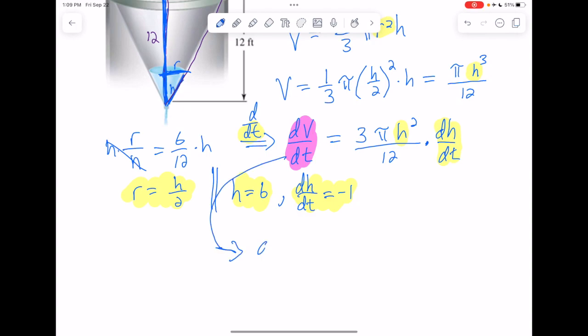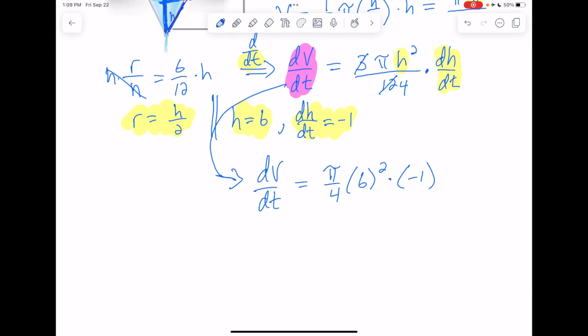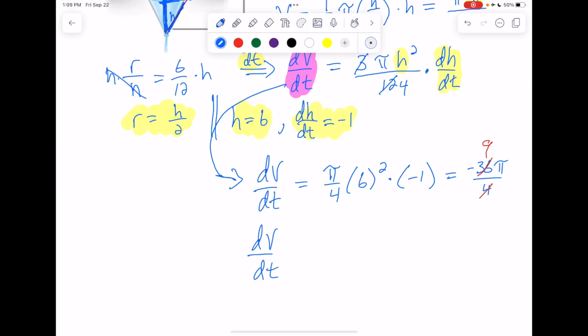So jumping down here, dV dt is equal to, let's see, this 3 goes into that 12 4 times. So we have a pi over 4 out front. We have h squared, which would be 6 squared, times dh dt, which is negative 1. So what do we got there? Negative 36 pi, when I do the square and move the negative out front, over 4, but then 4 goes into 36 9 times. So we end up with dV dt is equal to negative 9 pi.